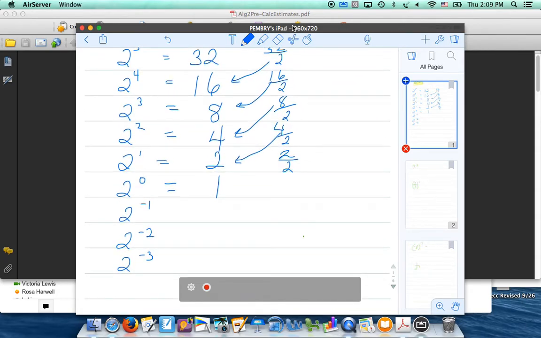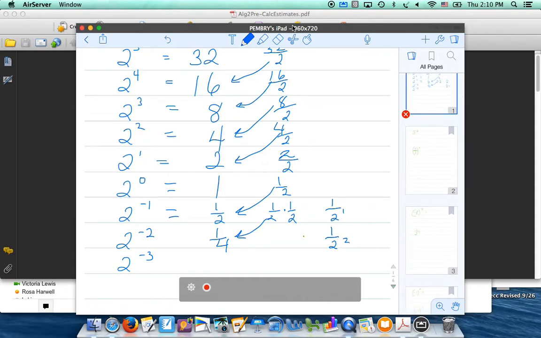Once again, we want to say the next number should be whatever 1 is divided by 2. So the answer to 2 to the negative 1 is 1/2, which is the same as 1 divided by 2 to the 1st power. Now to get the next answer, it should be 1/2 divided by 2. Well, we know that we multiply by the reciprocal, and that is 1/4. So that is 1 divided by 2 squared.